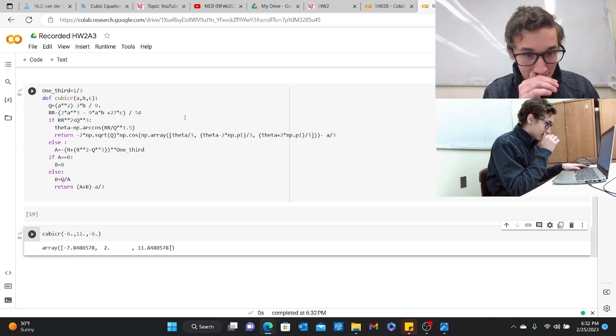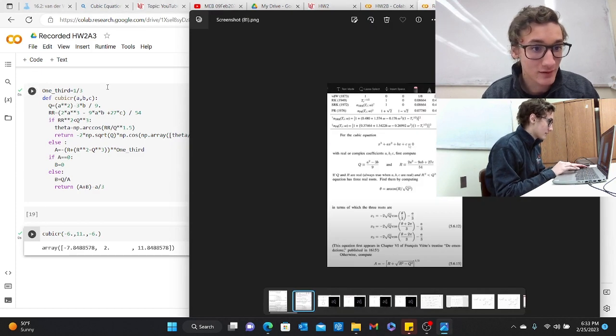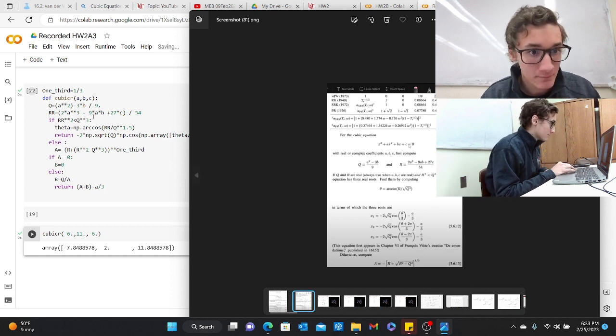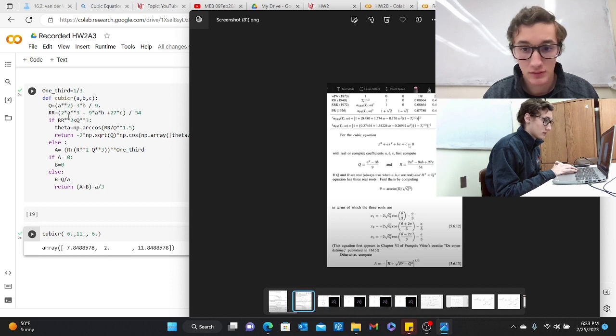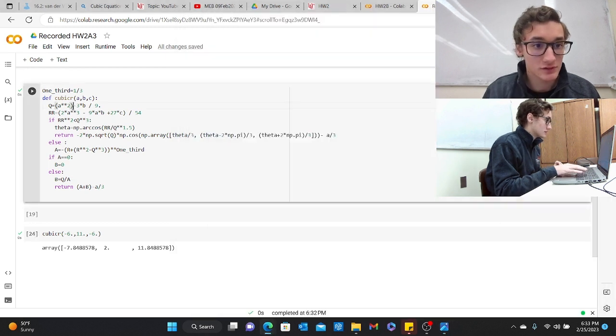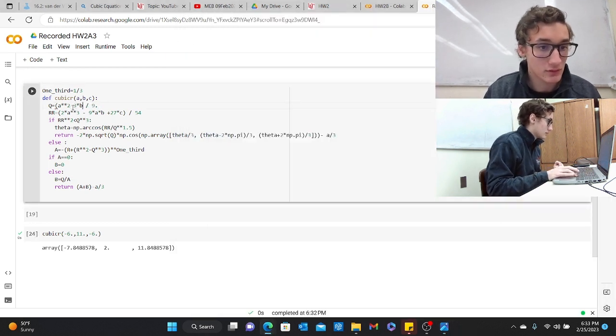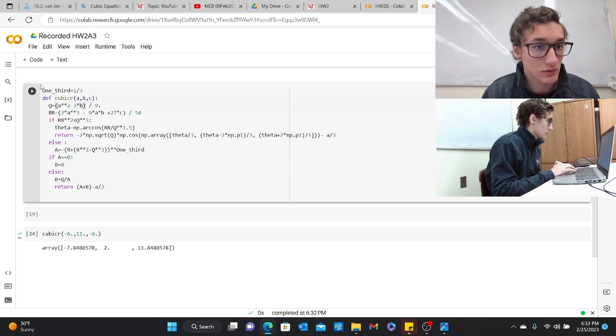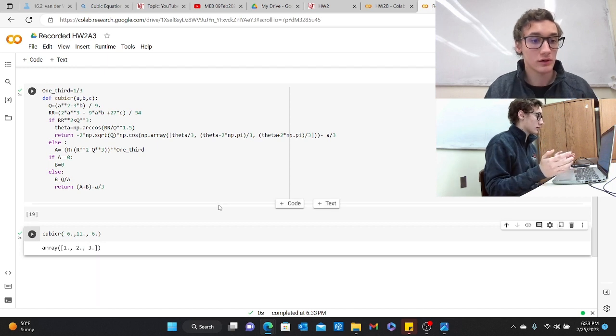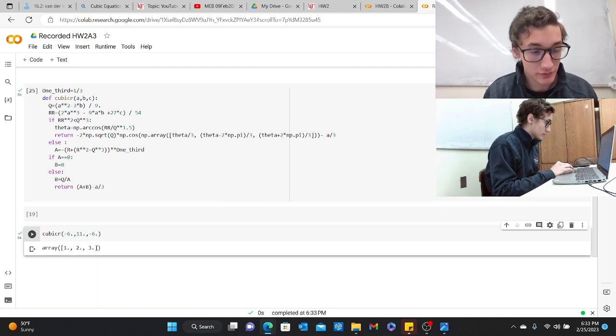That's interesting. So let's work through this. So we have plus 27C, and all divided by 54. Cubed is A squared minus 3B. Let's just get rid of that and see what happens. I think that might be an issue too. Oh, look. We got 1 times 2 and 3.